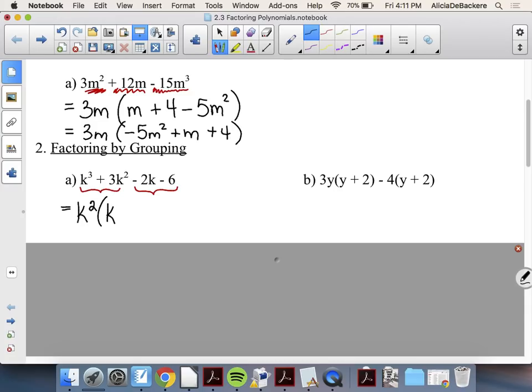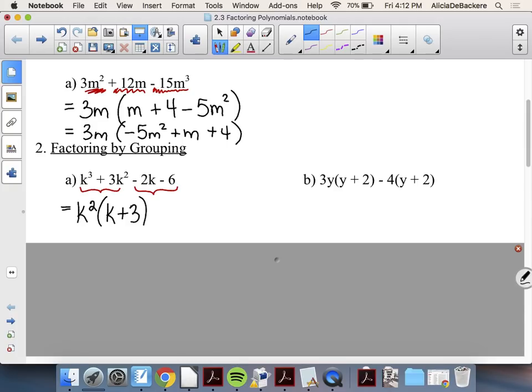And then in the second term, positive 3, that's my coefficient, and I'm dividing by a coefficient of 1. So it's still just 3. And then k squared divided by k squared, that's equal to 1. So 3 times 1, I just leave it as 3. I close up that bracket and then I move on to the second pair.